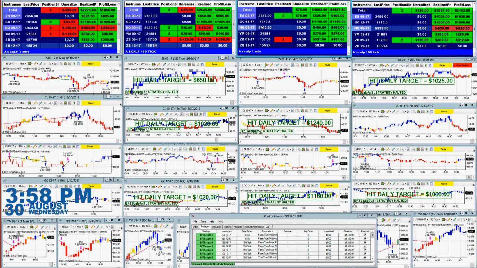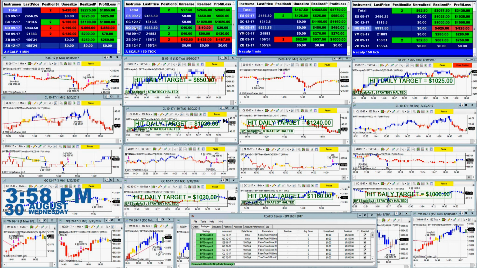Then if we look at the NASDAQ here, there is 450, but the reality is earlier today it was all in red, guys. It was in red, the NASDAQ on the B scalper 1 minute. The same story if we look at the NASDAQ on the A scalper 150 ticks, it was in red all day long, red and green, green and red.